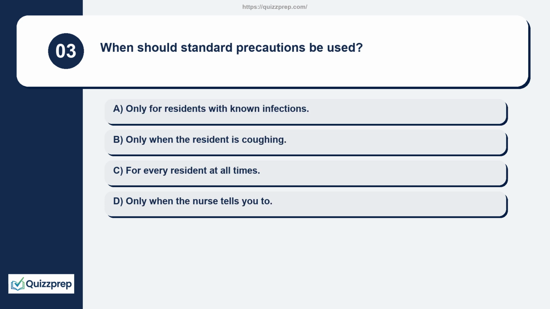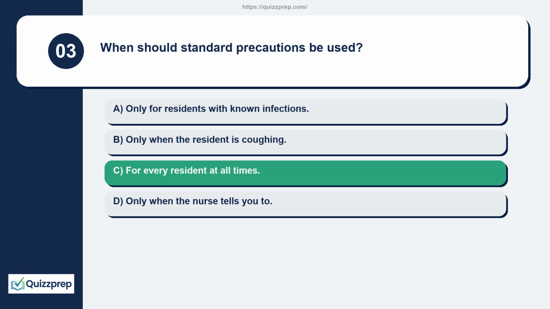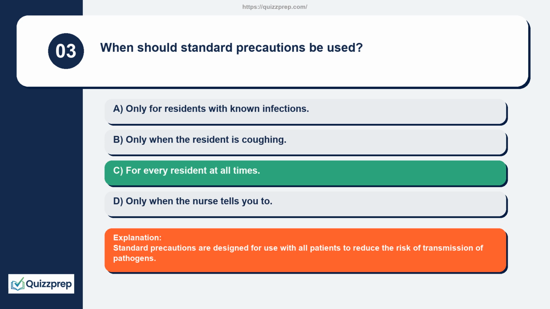Question 3. When should standard precautions be used? Only for residents with known infections. Only when the resident is coughing. For every resident at all times. Only when the nurse tells you to. Standard precautions are designed for use with all patients to reduce the risk of transmission of pathogens.